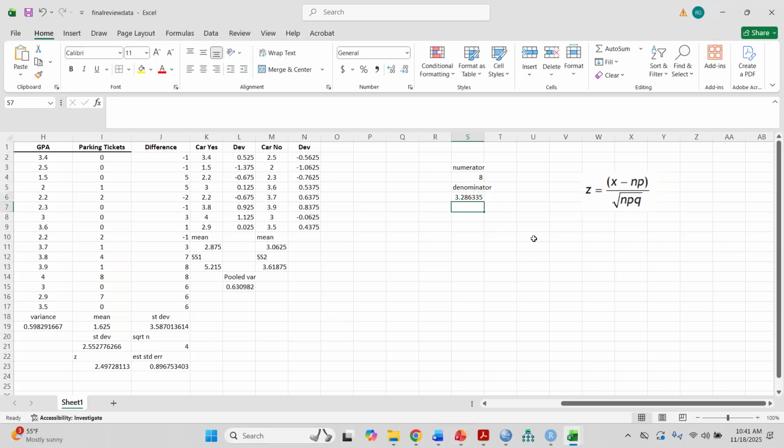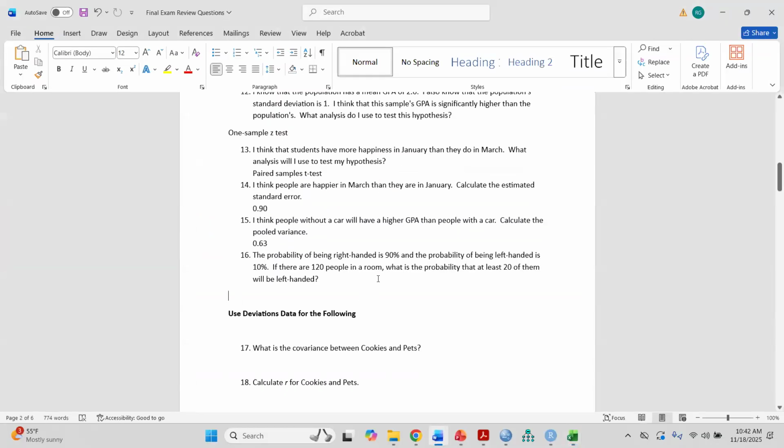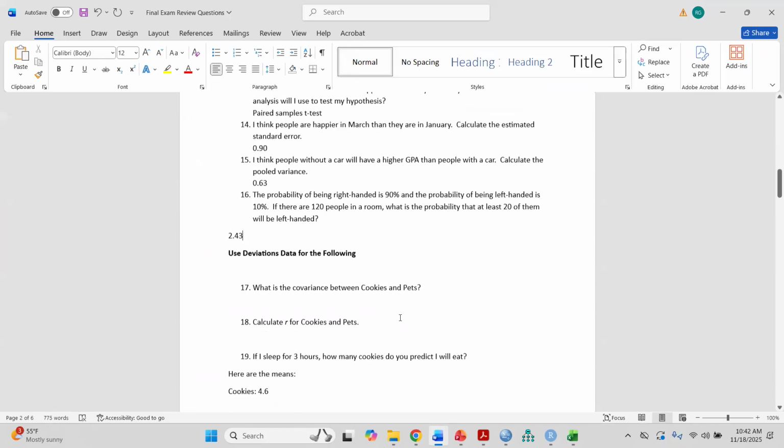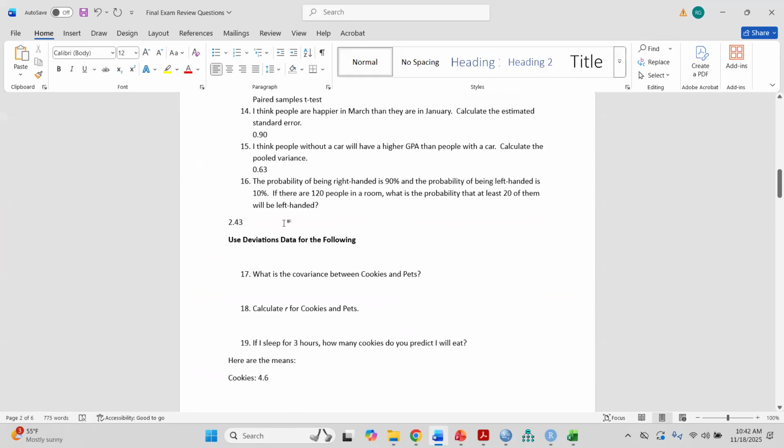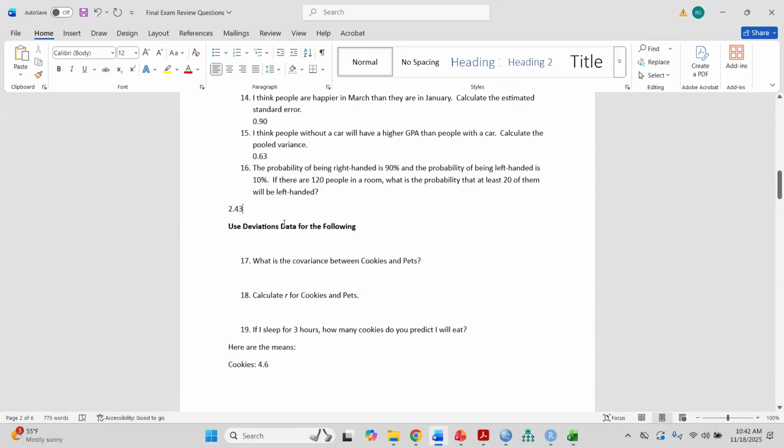Let's find that out. So then the z-score is just going to be equal to the numerator divided by the denominator, and we get a z-score of 2.43. What is the probability that at least, okay, 2.43. All right, so that is the z-score here. And basically, you could, if you wanted to, then look up the z-score, compare it to an alpha of 0.05 if you wanted to do that.